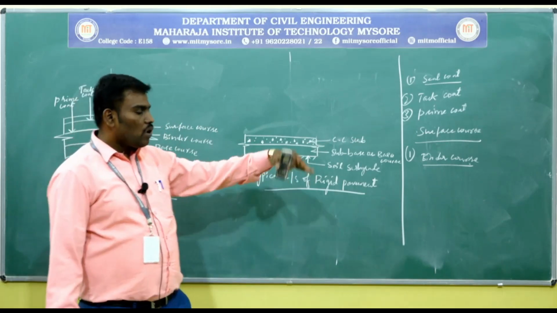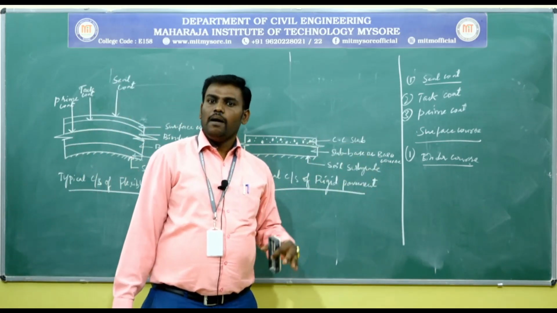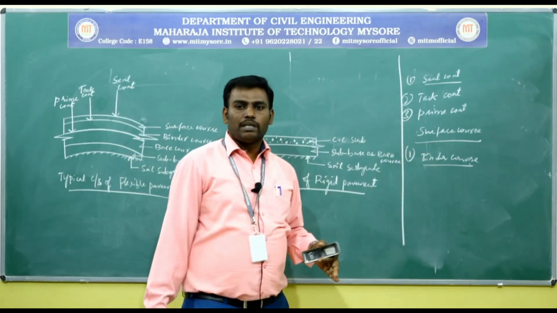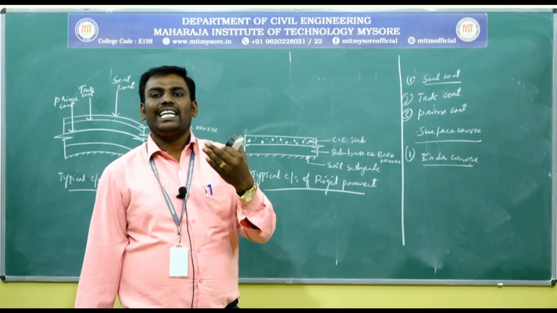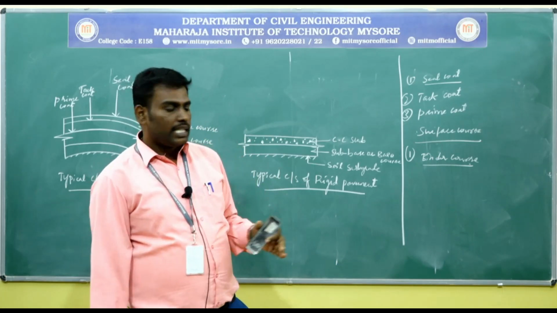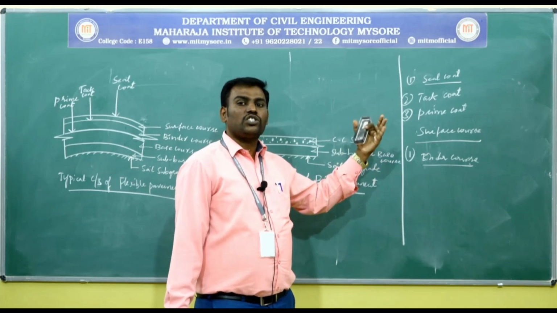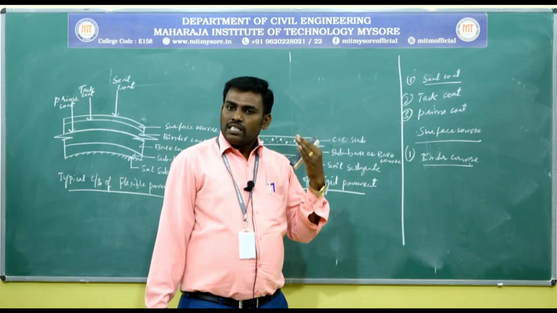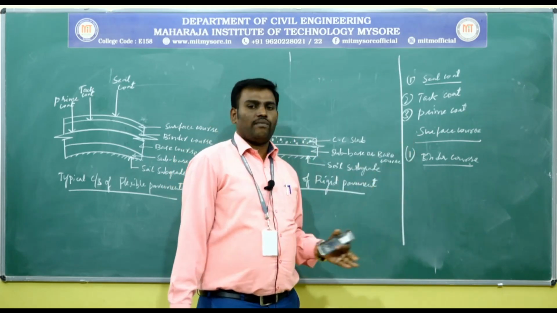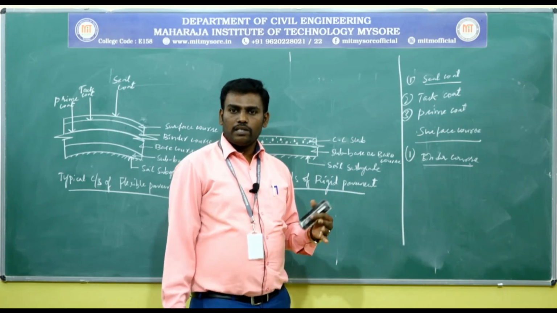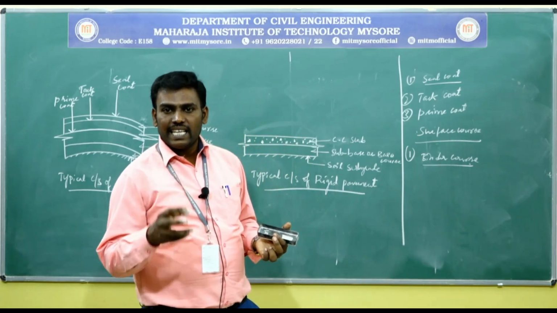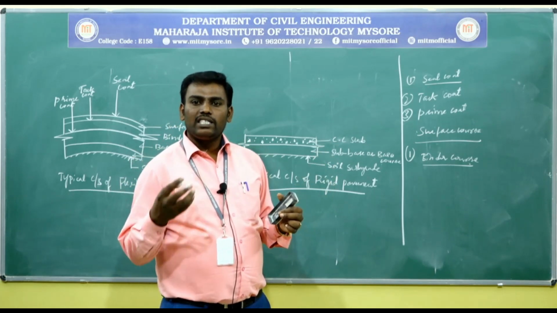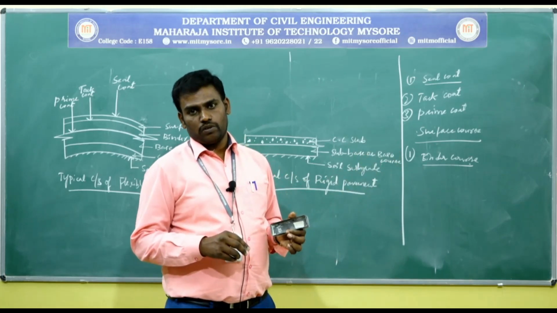The binder course is also a bituminous mix layer, but compared to the surface course bituminous mix, the binder course mix has slightly less bituminous content, and the aggregates are not of such superior quality, meaning they are less superior than in the surface course. Is it clear? The bitumen content is less compared to the surface course, and the aggregates used in the binder course are also less superior.